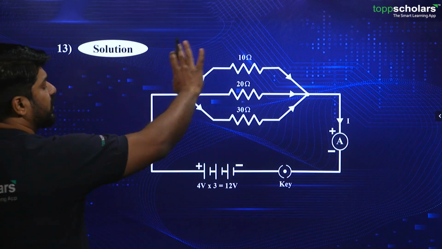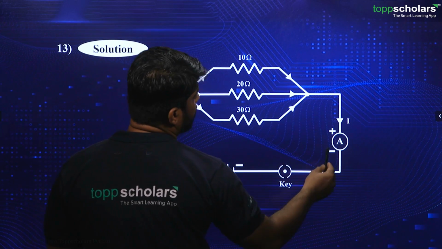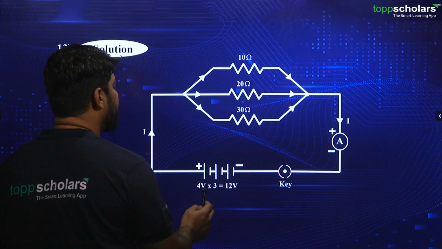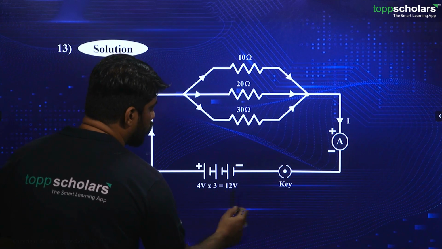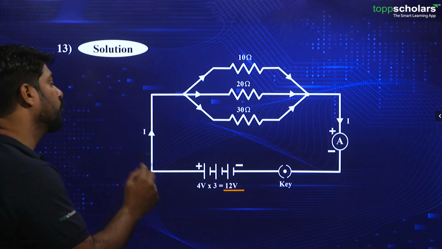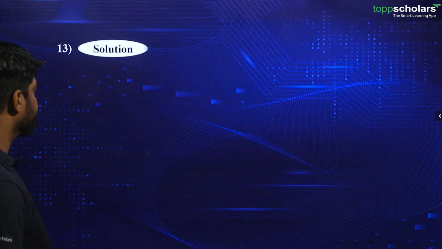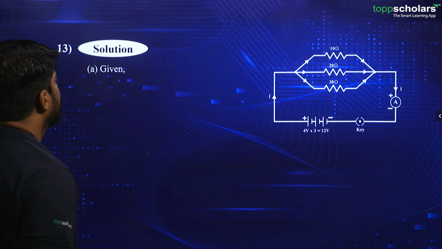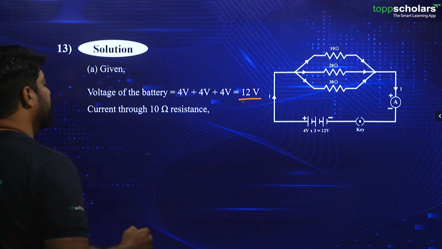Here it is. So this is the situation. These are the 3 resistors connected in parallel. This is the ammeter, this is the plug key, and this is the battery. It is the combination of 3 cells, each of 4 volt. So total voltage is 12 volts over here. Now we have to find out a few values like current. So first let's try to find out the current. So here is the circuit, and what is given? Voltage of the battery is 12 volt.